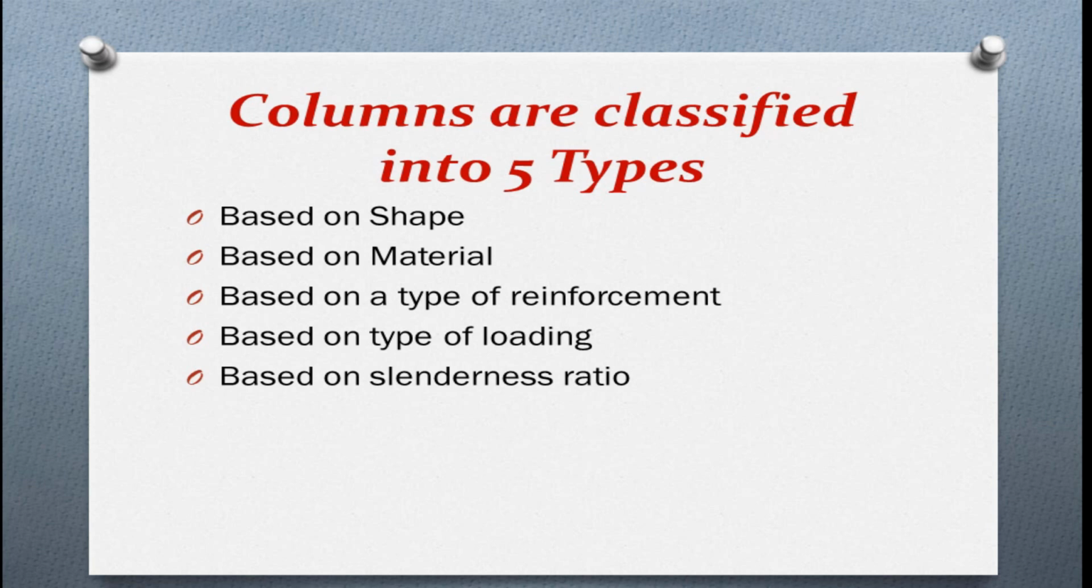For example, I will take a square column. The column will be classified based on the shape. The second one is material, so what type of material, whether it is steel, timber or concrete. The third one is type of reinforcement, whether it is a concrete column or steel column. Then type of loading, how the load will be on the column, and slenderness ratio, whether it is a short column or long column. So in a column these 5 criteria will be included.